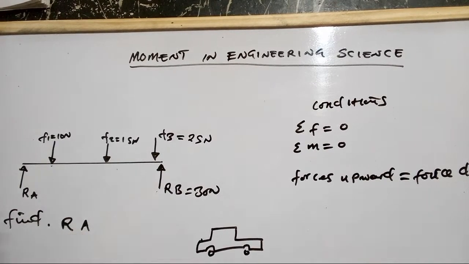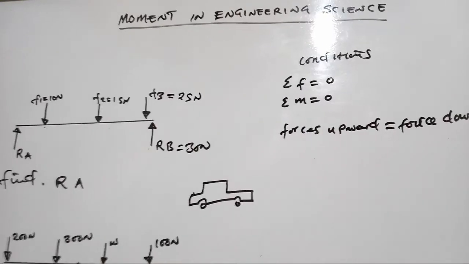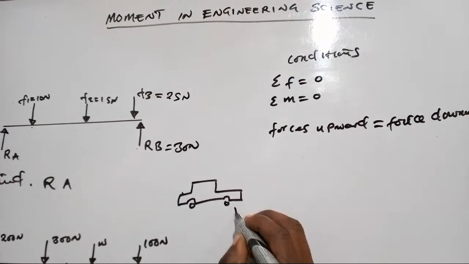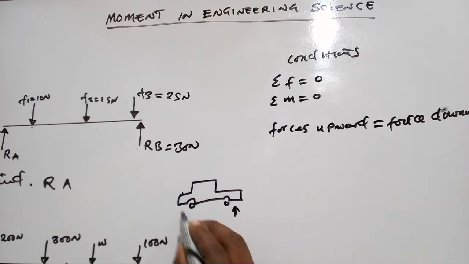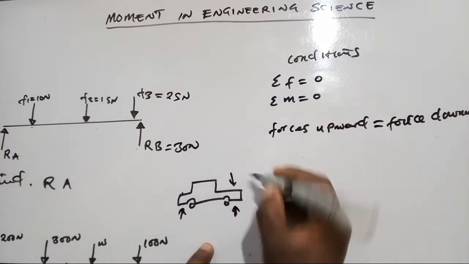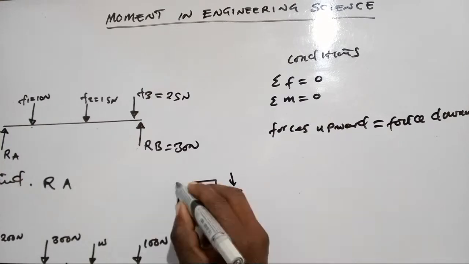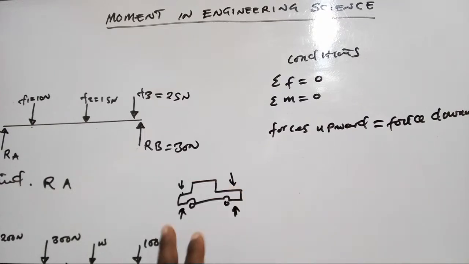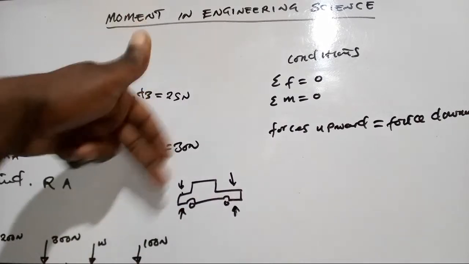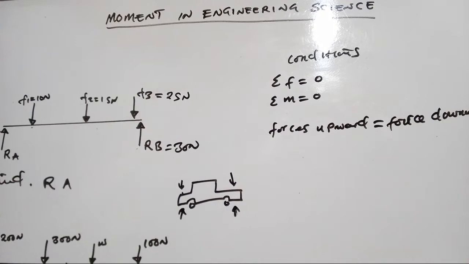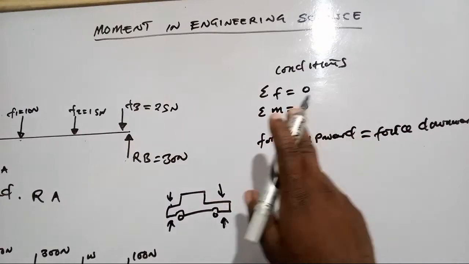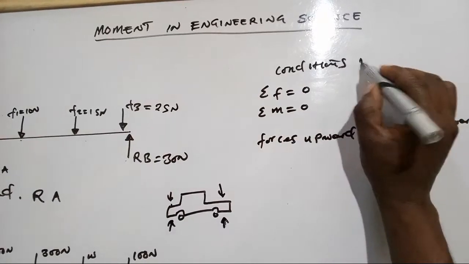Then the wheel. Then in this motor vehicle which you are seeing here, there are some forces which are acting upward, and there are also some forces which are acting downward. Because for it to be stable, the forces acting upward should be equal to the forces acting downward. So this applies to the condition of moment.